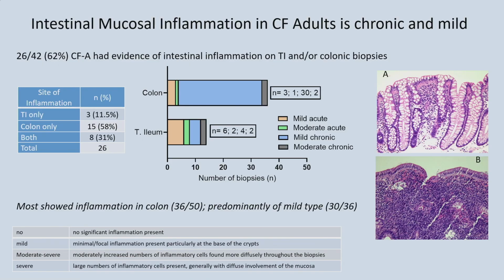Next, we looked at the intestinal mucosal inflammation in adults. Of 42 adults, 62% had evidence of intestinal mucosal inflammation in the terminal ileum or colon or both. About 60% of adults in our group had inflammation only in the colon, which was mostly found in the transverse colon, and about another 30% was in association with inflammation in the terminal ileum. The inflammation was graded into 4 groups: no inflammation, mild, moderate to severe, and severe.